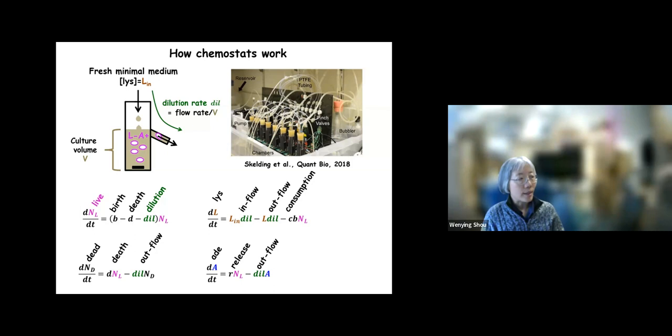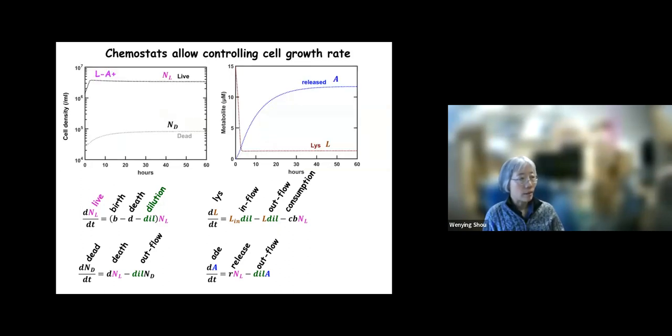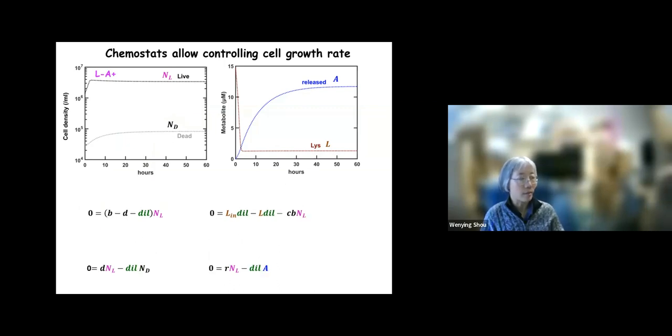And the released adenine concentration is increased due to release at some fixed rate and decreased due to the outflow, the dilution effect. We know that they can achieve steady state, so we can set all these to zero and look at what happens in the steady state. At steady state, the death is a small fraction of the live cells, so we can kind of ignore it. So the birth rate is basically the dilution rate.